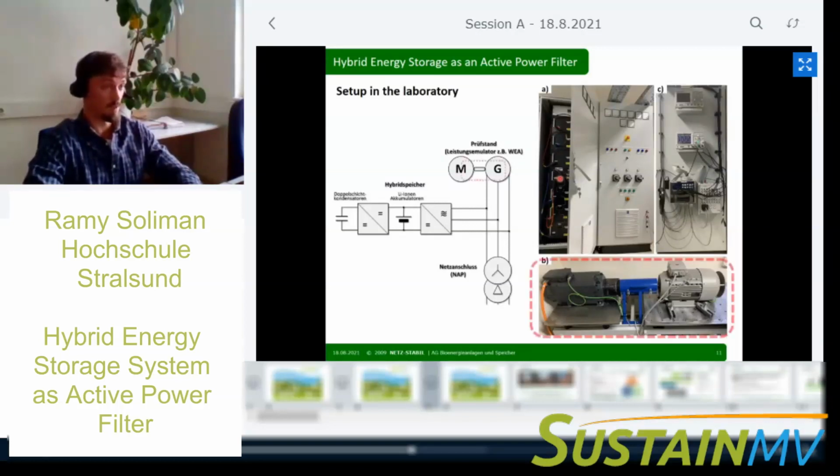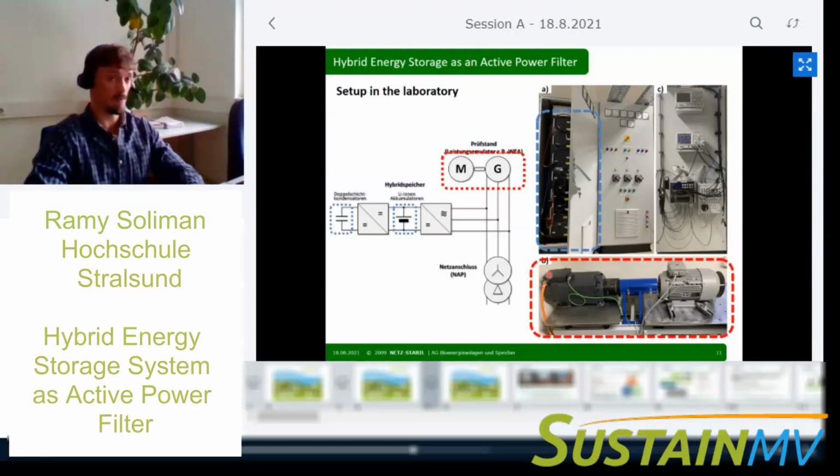So we have this 20 kilowatt engine test bench. We use this to simulate the fluctuations of wind turbines or any other variable source. And on the left side of this big switching cabinet, we have the energy rack, where we have the batteries and the double layer capacitors. The right side of this is basically full of control and measurement elements.